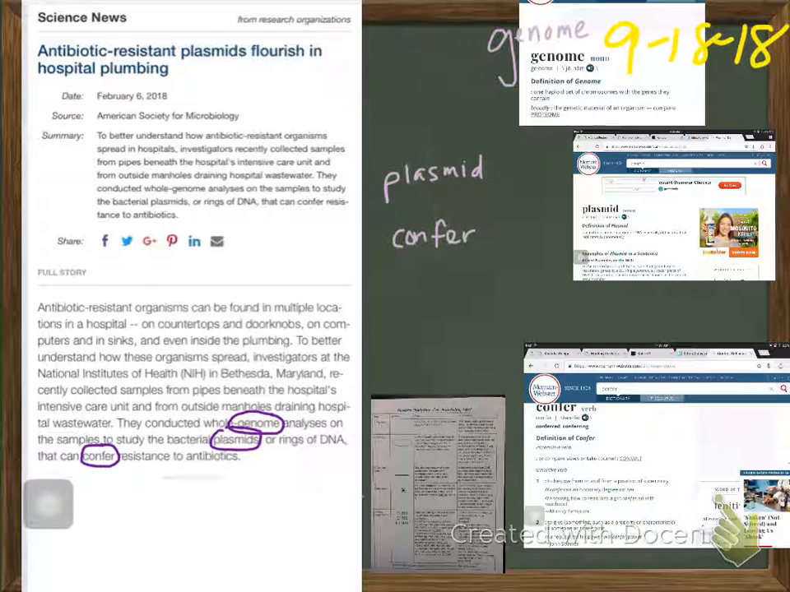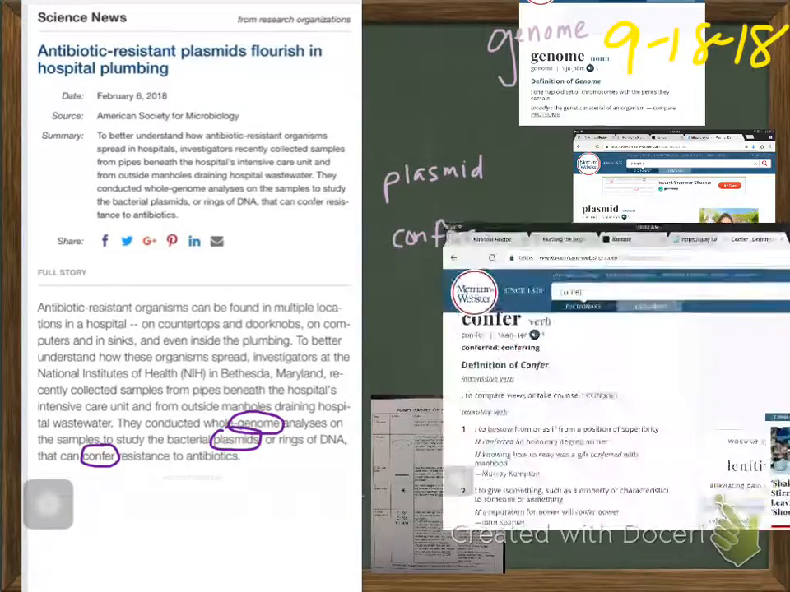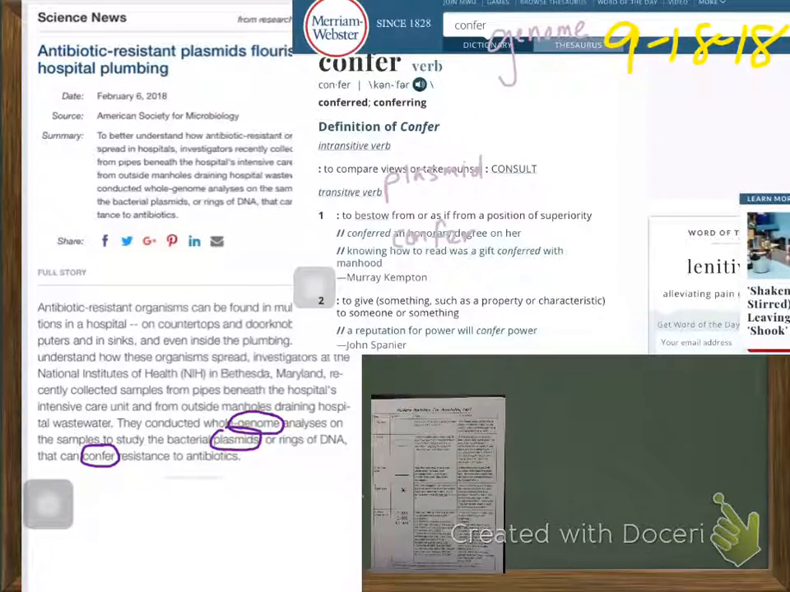That can confer resistance to antibiotics. Now, for confer, we had two definitions. So let's look back and read that sentence with each definition. Rings of DNA that can compare views or take counsel with bacteria? No, that's clearly not the right definition. Rings of DNA that can give resistance to antibiotics to bacteria? Yeah, absolutely. So if there's more than one definition and you realize your definition doesn't make any sense, you need to go back and find the other definition. So, okay, confer: to give something.